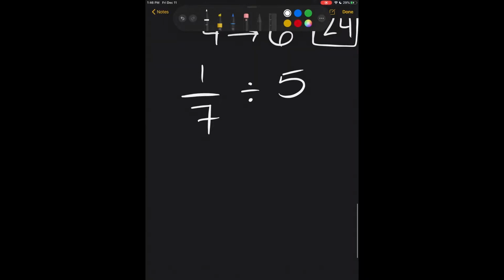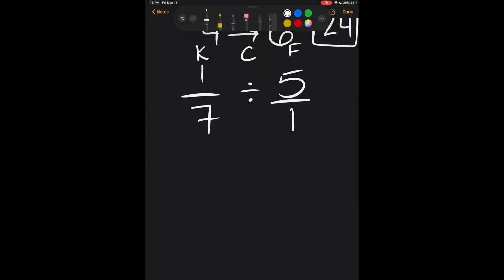Let's actually try one more. Let's say we've got 1/7 divided by 5. 1/7 divided by 5. So remember, keep, change, flip. We keep the first fraction. We change our division to multiplication, and we flip our second fraction, our second number, right?